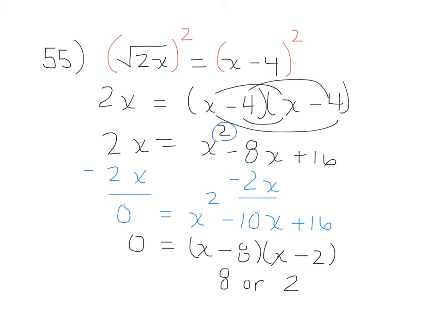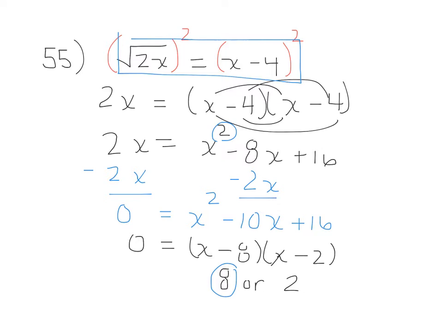Now with the radical equations, though, we really must check to be sure they work in the original equation. So if you come back up here to our original equation in black, not before we squared, if you are checking to see if 8 works, then you would replace every x with 8. 2 times 8 is 16, and the square root of 16 is 4. On the other side of the equal sign, 8 minus 4 is 4. So that works.